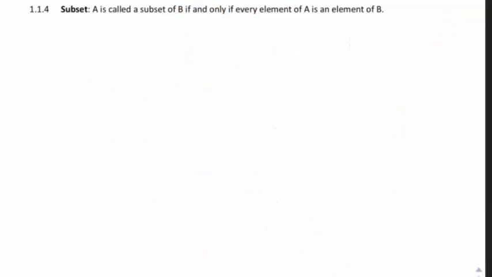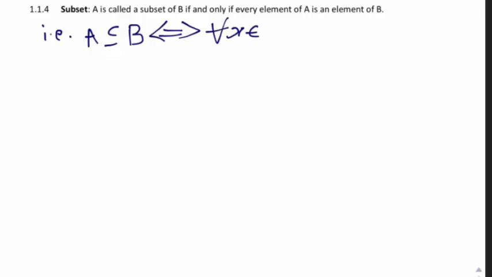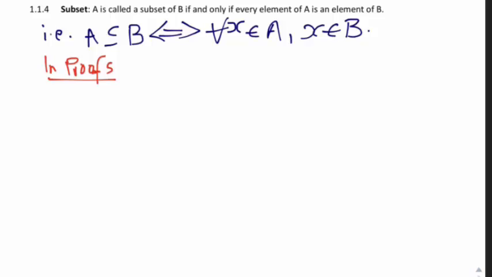Subset. A set A is called a subset of another set B if and only if every element of A is an element of B. That is, we say A is a subset of B if and only if for every x in A, x is in B. And that sign there means for every. How do we use this concept in proofs?